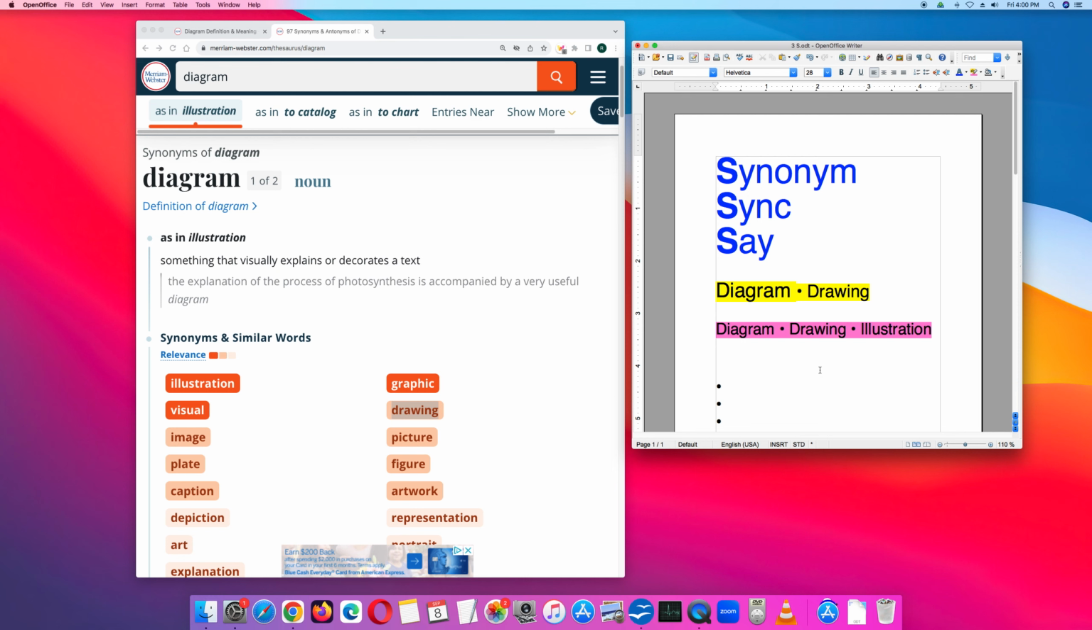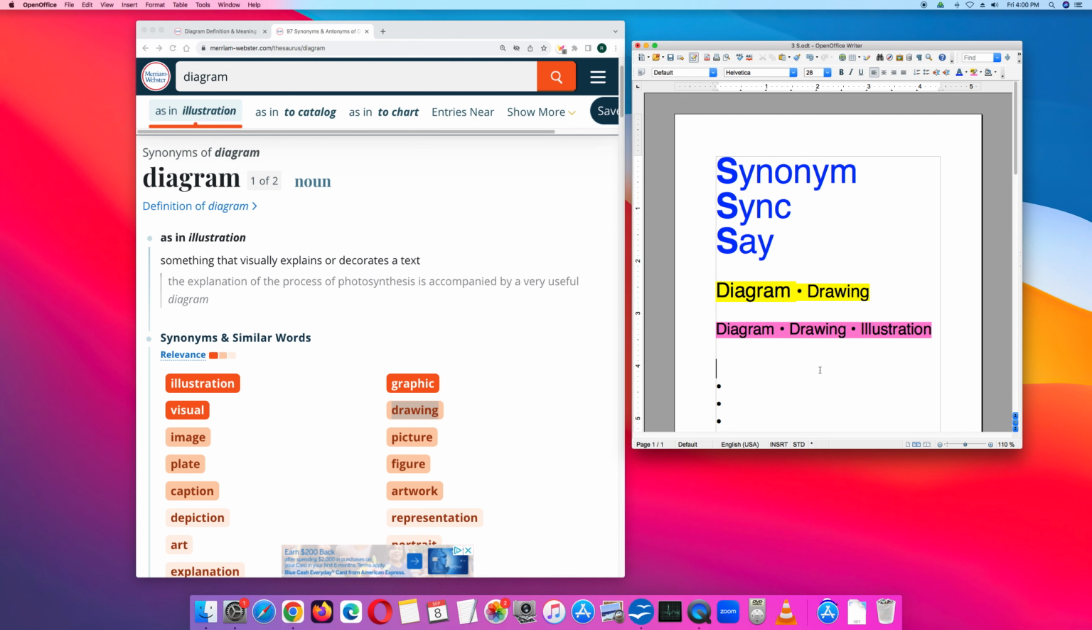So here we go. Diagram, drawing, illustration. Diagram, drawing, illustration. Diagram, drawing, illustration.